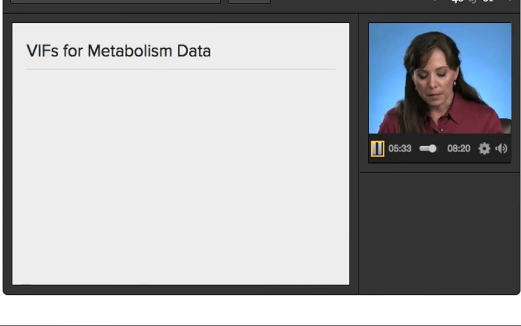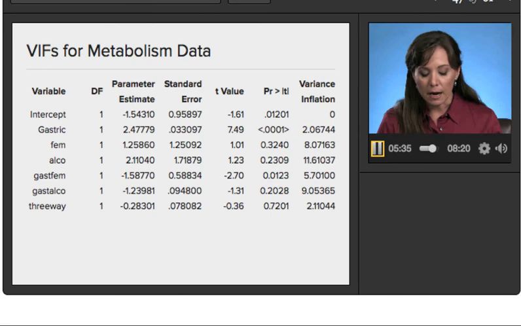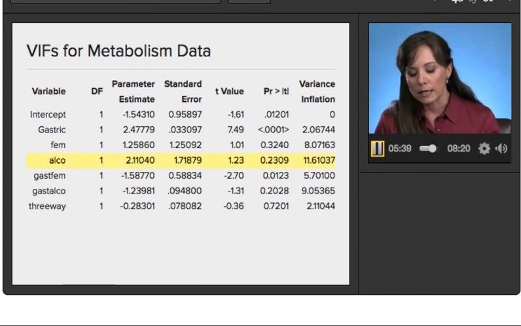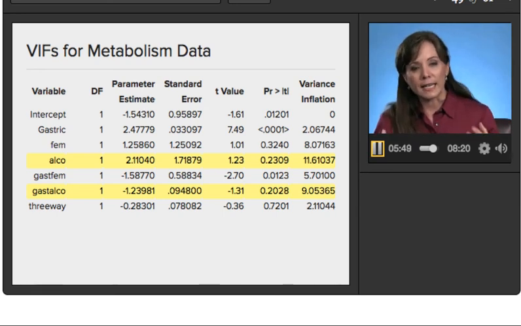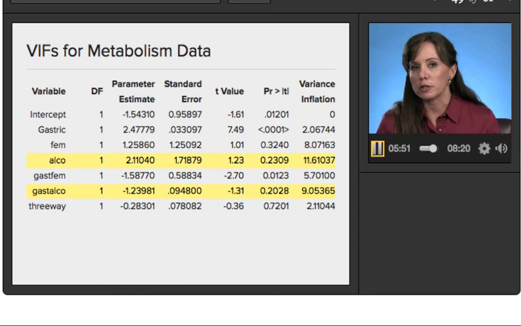So for the metabolism data, we see that the alcoholism indicator variable has a variance inflation of 11.9. And the interaction between gastric enzyme activity and alcoholism has a variance inflation factor of 9.05. Now, what do these values mean? Well, there's really no nice interpretation of the variance inflation factor. We're just looking for relative differences.